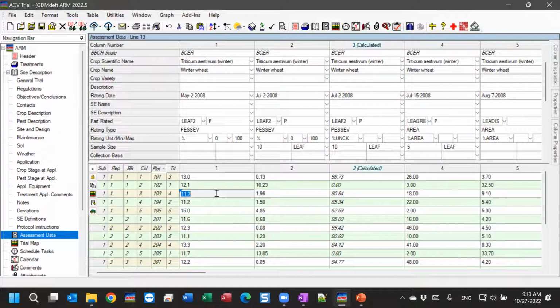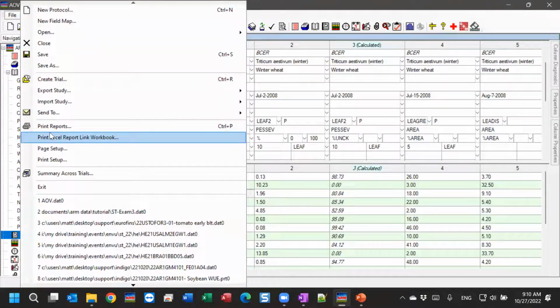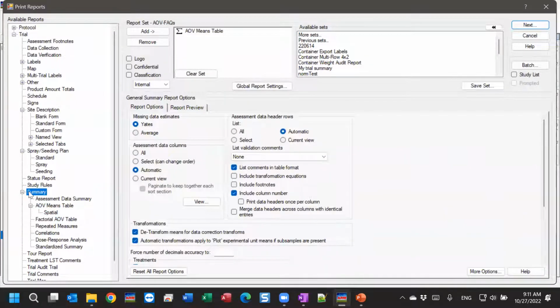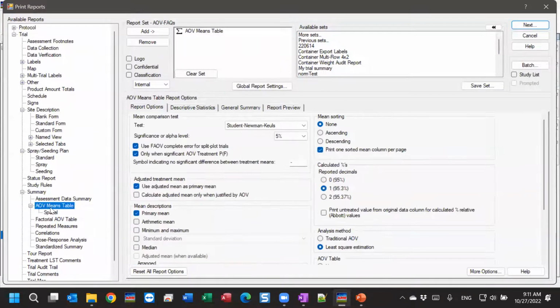But to give a nice general overview, if you're not familiar with the AOV report, we can use the print reports option, either on your toolbar here or File, Print Reports. And specifically, in your list of available reports, we have a section of summary reports, and we're typically using the AOV means table as the main focus for us. You can see we have a few other options.